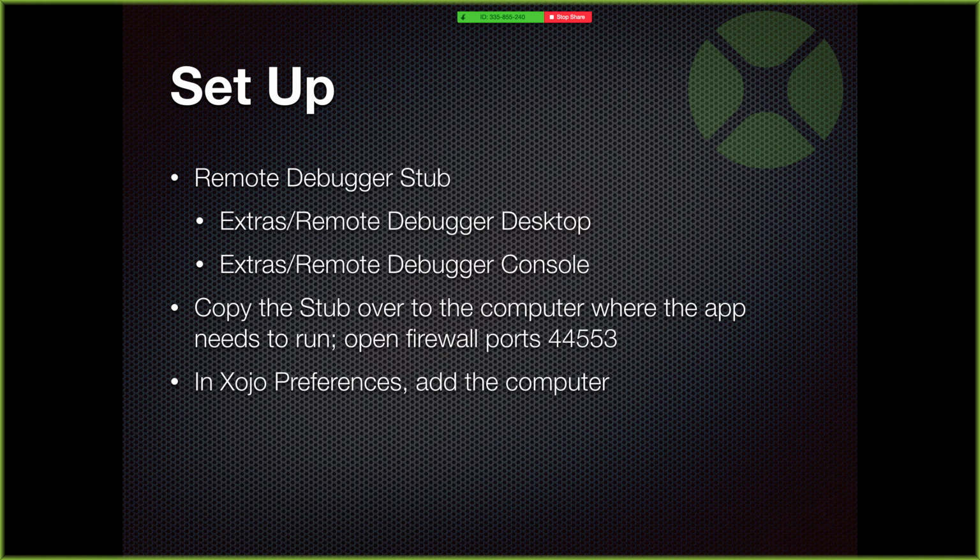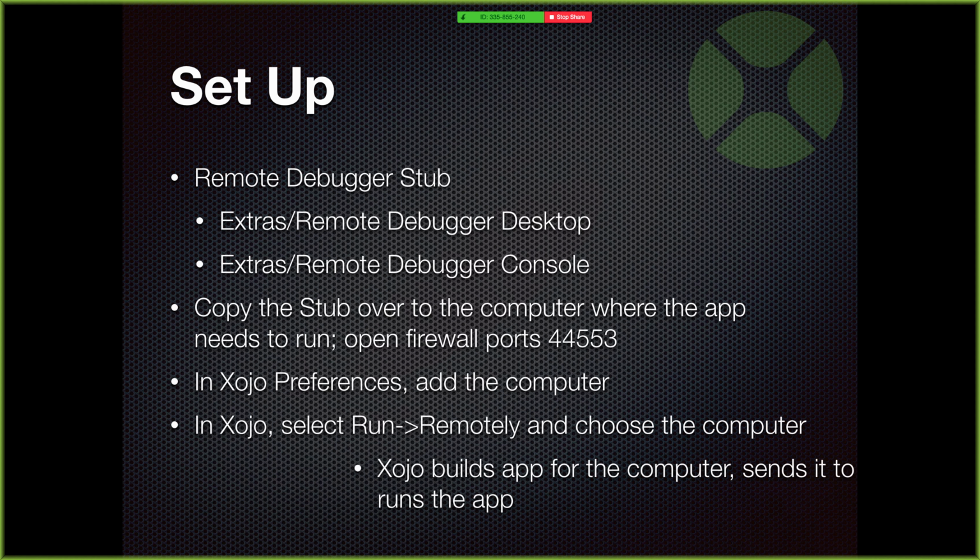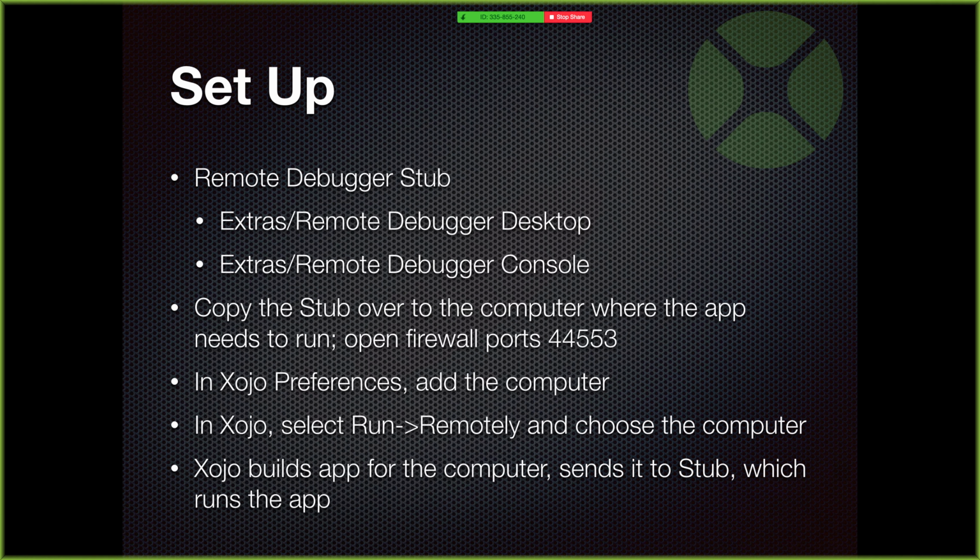And then back in Xojo, you add the computer that now contains the Remote Debugger stub. And then while you're still in Xojo, rather than just picking the run button to run it on the computer itself, you now go to the submenu Run Remotely and choose the computer you just added. And Xojo will build your app for possibly a different operating system, send the file along the network to the Remote Debugger stub, which will then launch the app on that computer. As I just said.